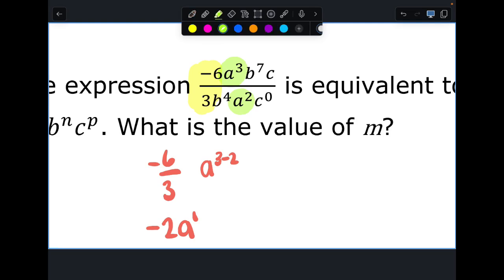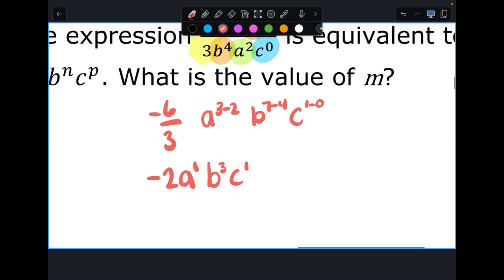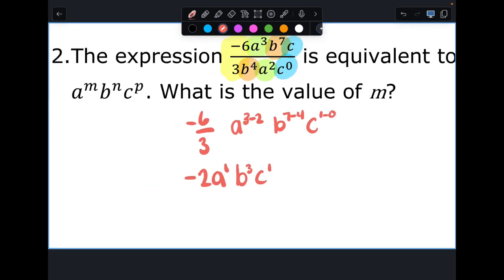Group the b's. When we group the b's, what do we do with the exponents? Subtract. 7 minus 4 is? 3. Okay. And then you group your c's. c to the 1 minus 0 is? c to the 1. Now it says, what is the value of m? What are they asking us for? The exponent of a, which is 1.